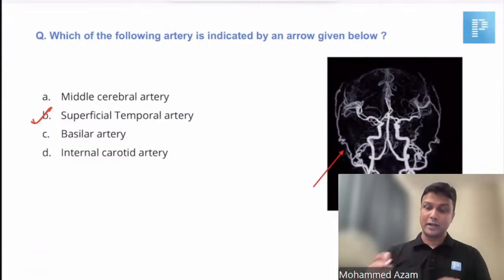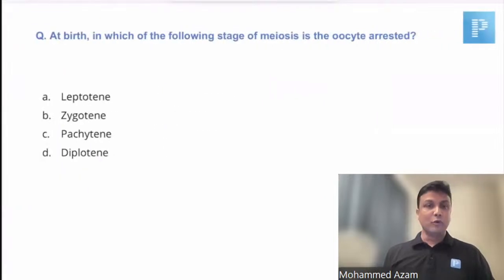The vertebral arteries will combine together to form the basilar artery in this diagram here. And it can't be the internal carotid artery. That is towards the lateral side over here. That is actually the superficial temporal artery. Perfect. Next, moving on to the next question.